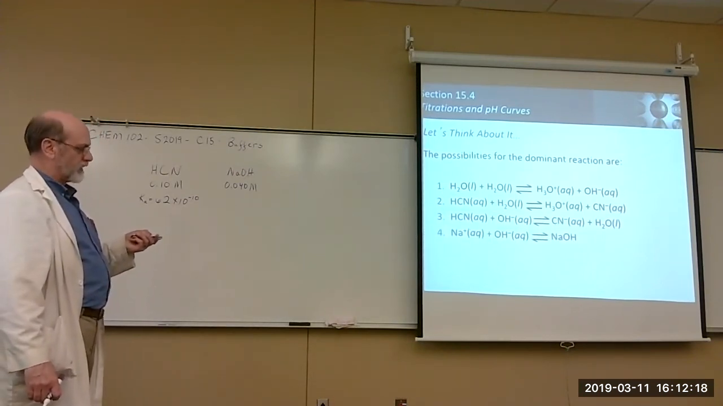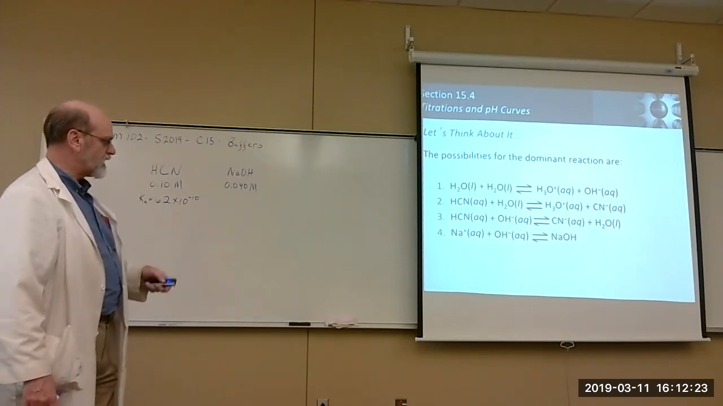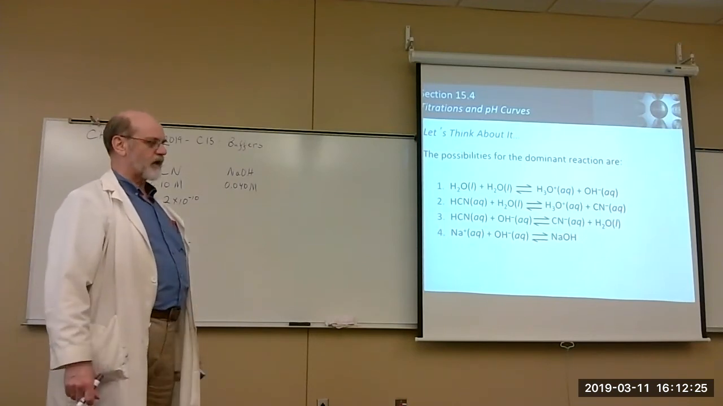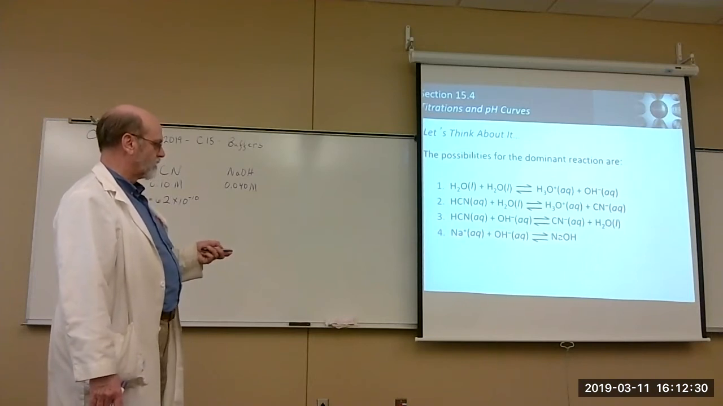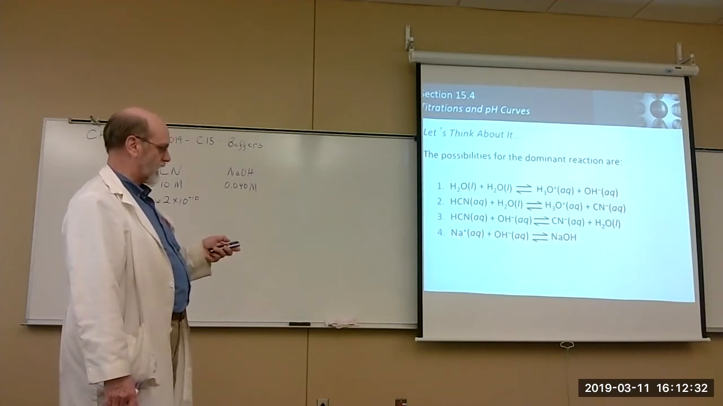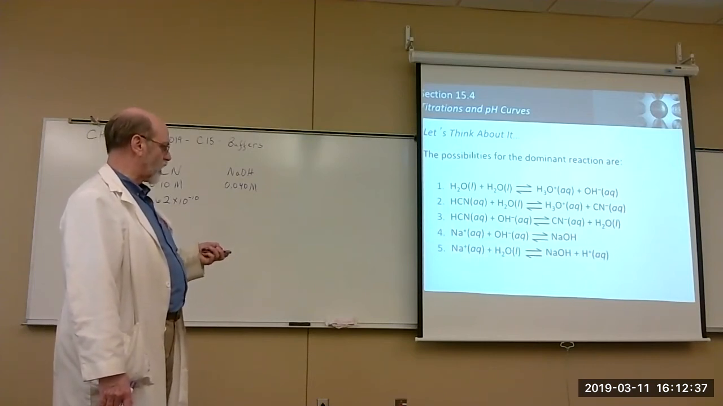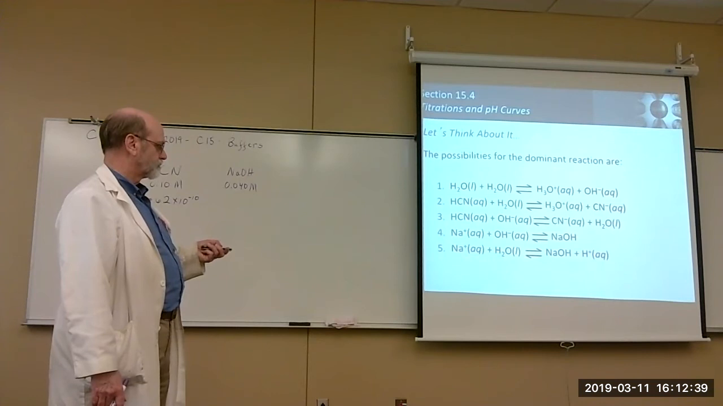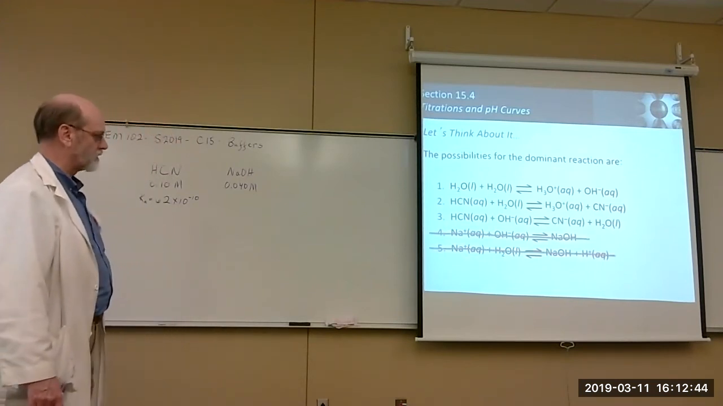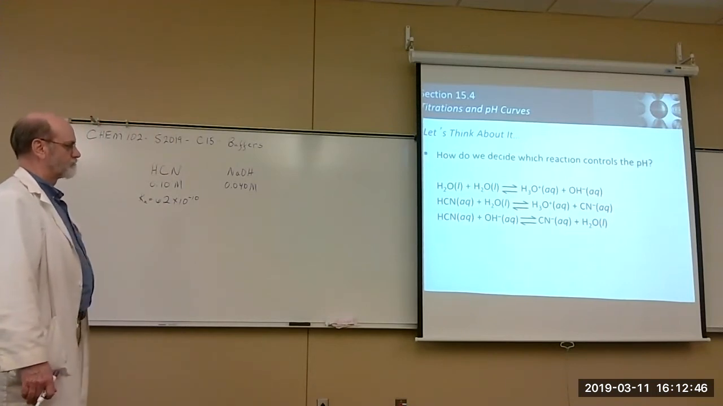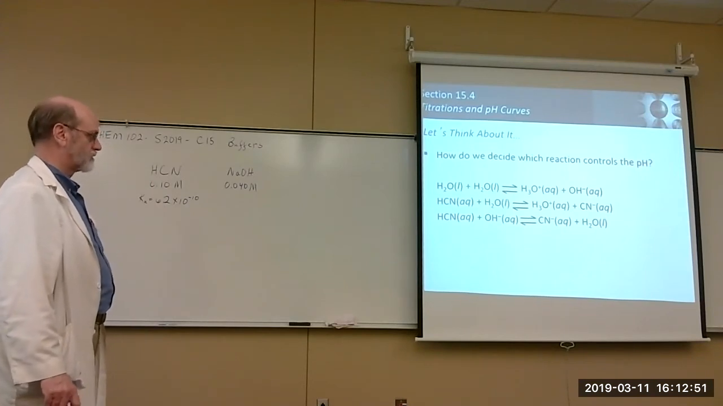This one's just stupid. Sodium hydroxide is a completely soluble compound. It's not going to be any return reaction there. It's all over here. None of it's going in that direction. And sodium's not going to react with water to produce sodium hydroxide. So those two are definitely out. So how do we decide which one of these is the controlling reaction?